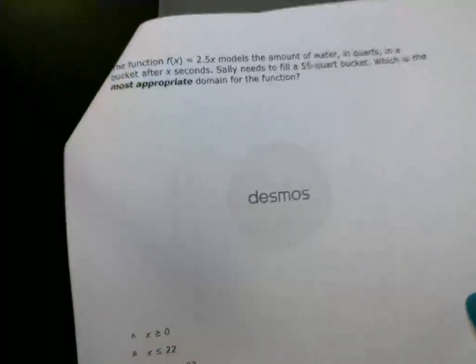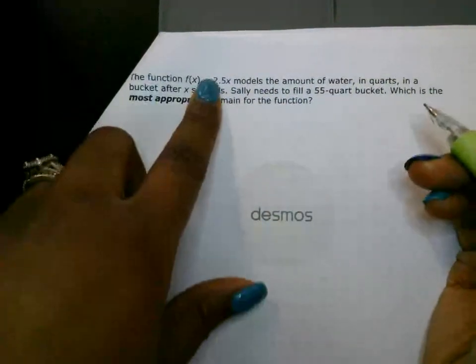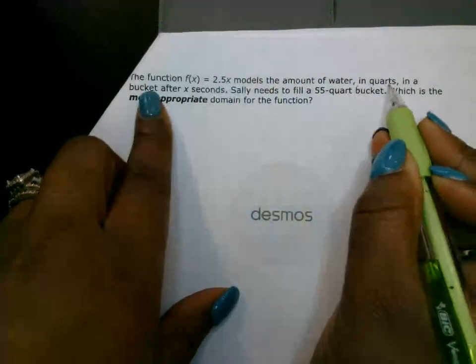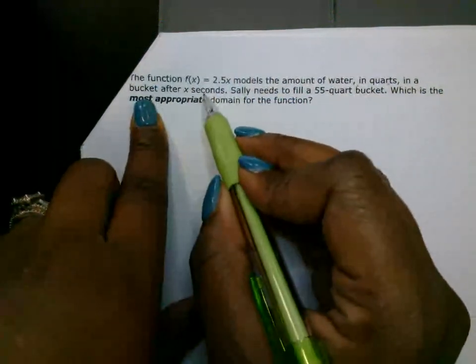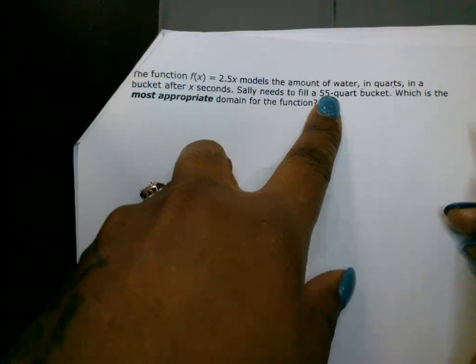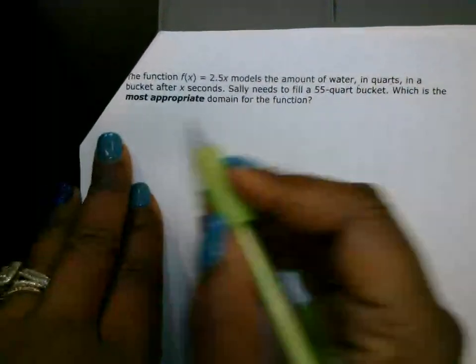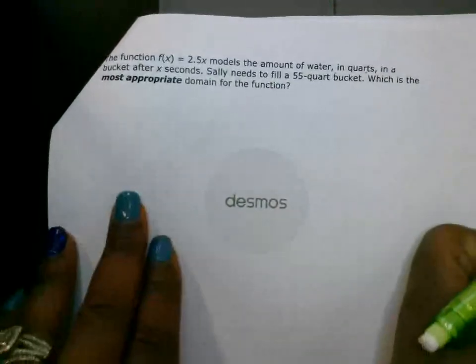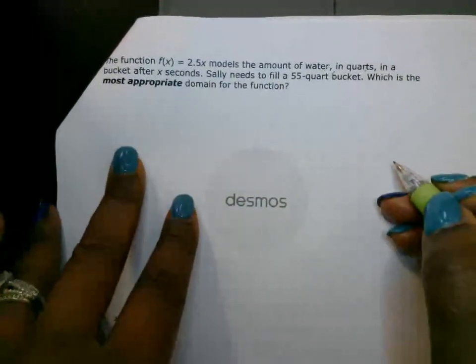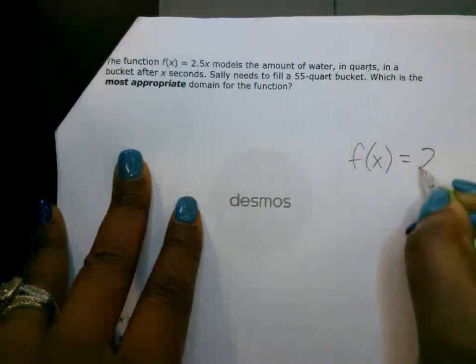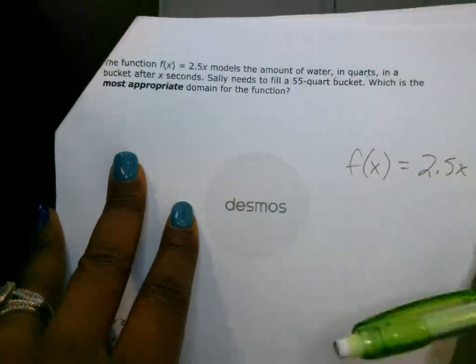The function f of x is equal to 2.5x models the amount of water in quarts in the bucket after x seconds. Sally needs to fill a 55-quart bucket. Which is most appropriate for the domain? Domain is going to be your x value. So you have to think in this equation, what are all of your possible x values?